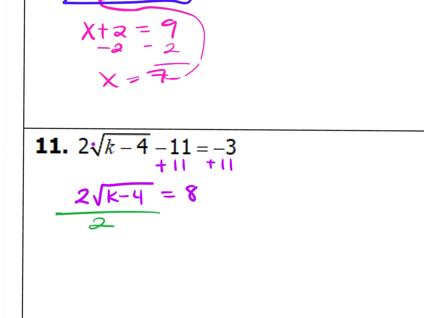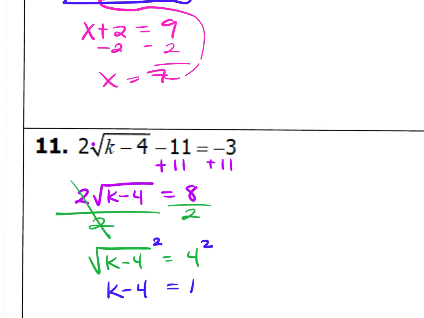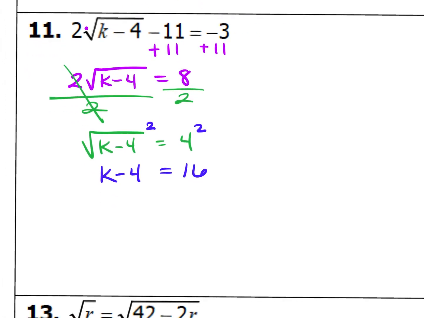So divide by 2 here, divide by 2 here, and you get the square root of k minus 4 equals 4. Okay, is it isolated? Yes. Okay, what do we do once it's isolated? Not square root, square. Square both sides. So it's going to be k minus 4 on the left and 16 on the right, and now just solve for k. So add 4, and k is 20.